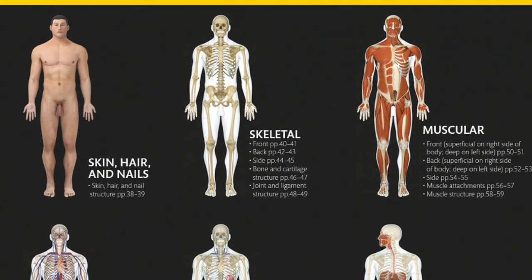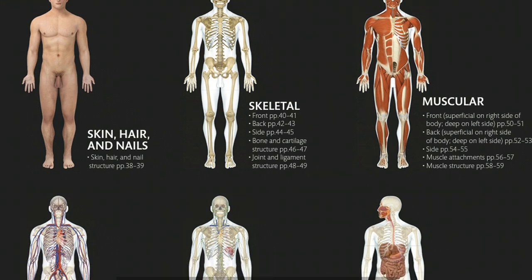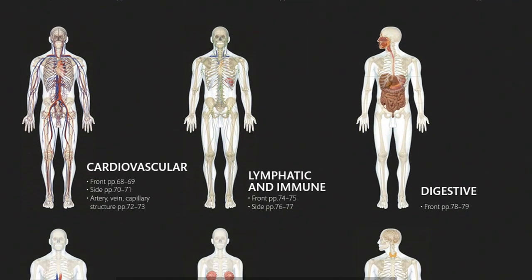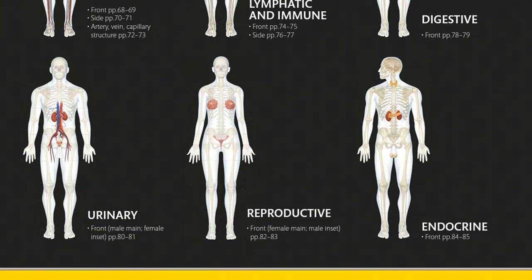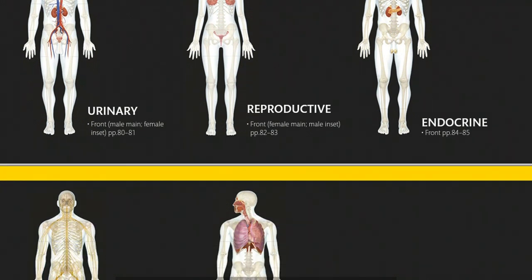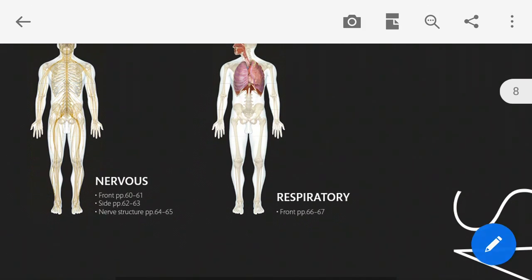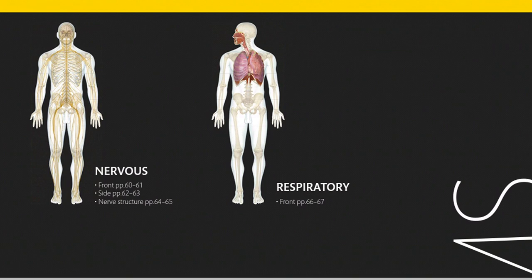Then here you see these are the total 11 systems of our body: skin, hair and nail, skeletal system, muscular system, cardiovascular system, lymphatic and immune system, digestive system, urinary system, reproductive system and endocrine system. Then nervous system and respiratory system. So these are the 11 systems present in our body, and among these 11 systems, the nervous system is the most complex system.